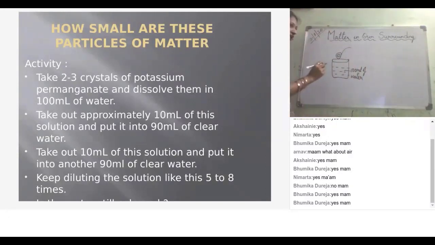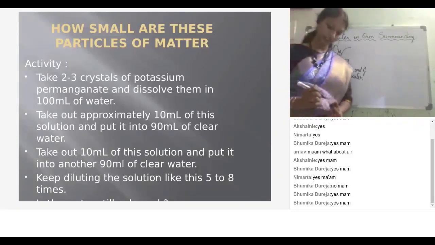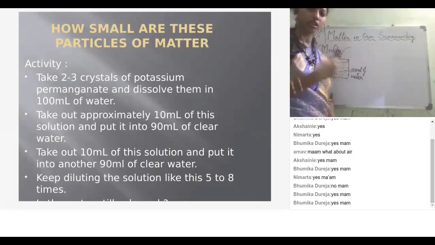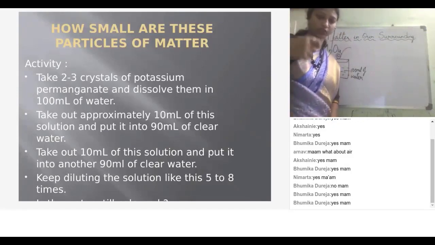What is the formula of potassium permanganate? Ma'am, KMnO4. Very good. Potassium permanganate is KMnO4. What is the color of potassium permanganate, children? Pink or magenta. Nice. So we have taken a beaker containing 100 ml of water and 1 spoon of potassium permanganate. We use a glass rod to completely dissolve it.